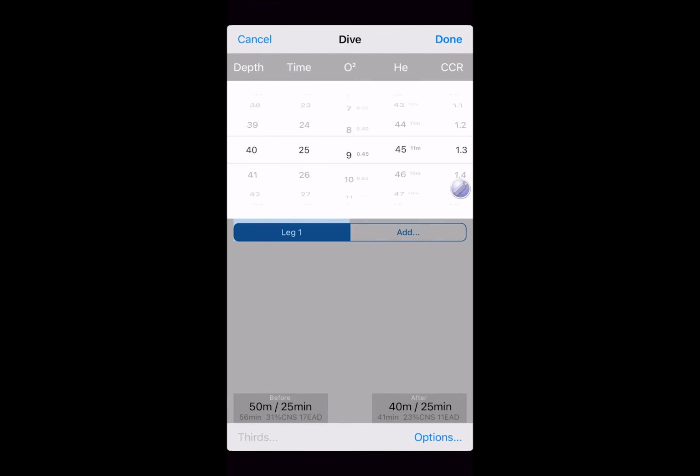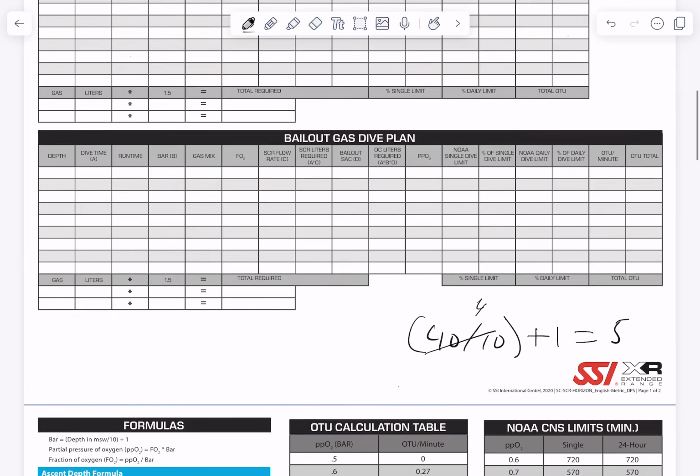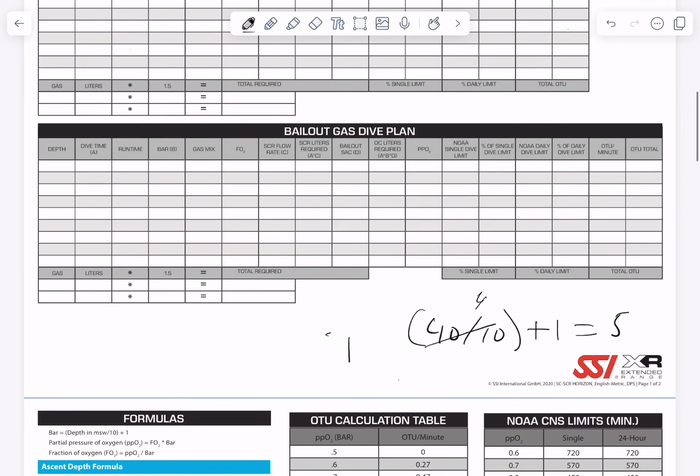And obviously I need to figure out what my oxygen content is. We can quickly calculate that, right? So let's have a look at that. 40 divided by 10 plus 1, right? This is always the depth divided by 10 equation if you talk about meters. So 40 divided by 10 is 4. Plus 1 obviously is 5. So 5 bar.